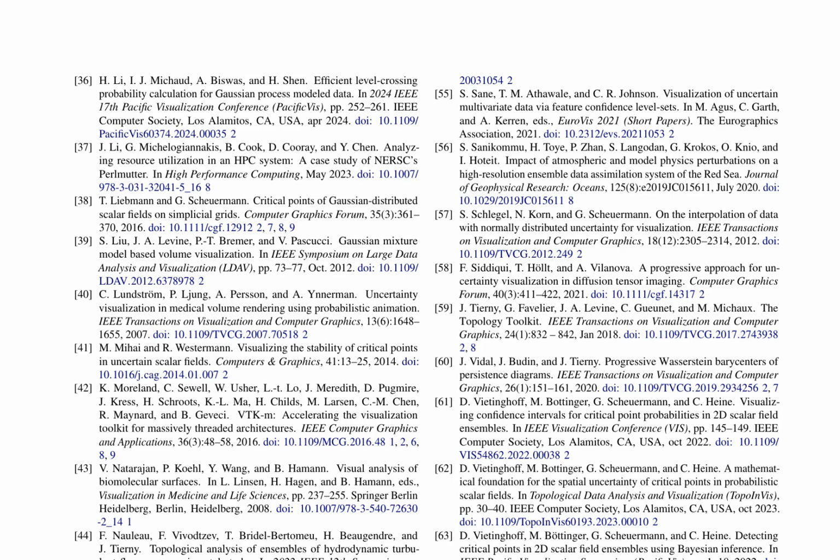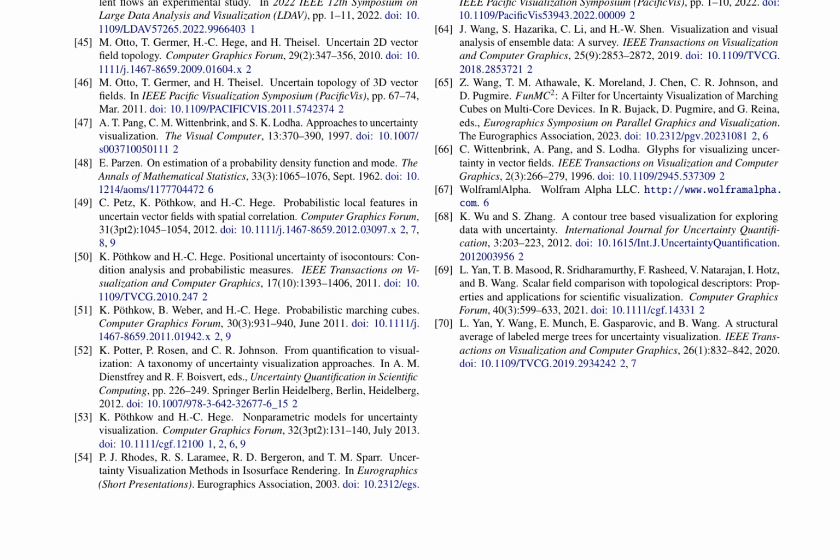The subsequent sections delve into critical point analysis, discussing the importance of critical points in understanding the behavior of scalar fields. The authors present various methods for computing critical points, including the marching squares algorithm and the topological analysis of ensembles of hydrodynamic turbulent flows. The paper also covers visualization techniques for uncertain scalar and vector fields, including isosurface rendering, volume visualization, and glyph-based visualization.